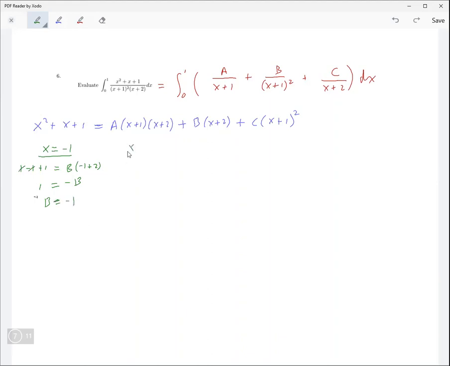And then if you choose x equal to -2, then over here you have 4 minus 2 plus 1. And then over here, that and that both go away, so you just have this c. -2 plus 1 is -1. Square that, that's 1. So that's just going to be c. And here you have 3. So c is 3.